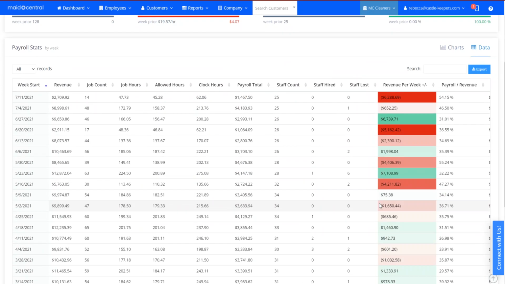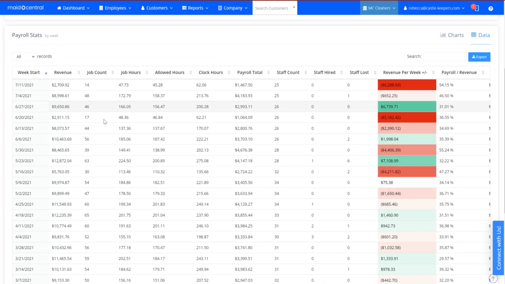You can see your staff counts, your revenue by week, the number of jobs that you did, job hours versus allowed hours versus clock hours, total payroll, your staff count. So all these different things are included in here and just come out of the numbers when you close payroll for the cycle that you close payroll, either every week or every 2 weeks. That's going to be indicated here on the numbers from that closed payroll.